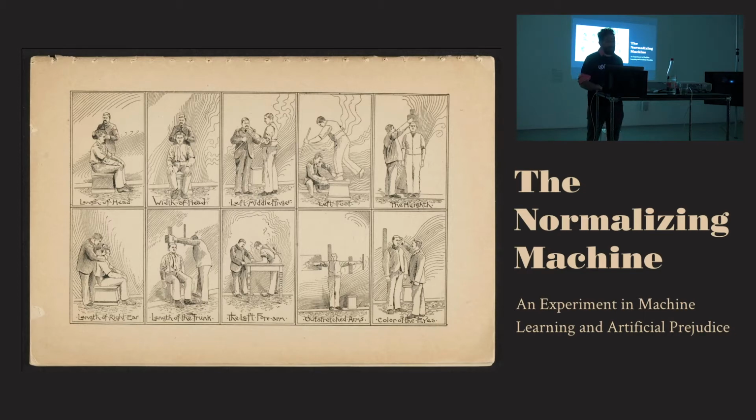I want to talk about the normalizing machine, an art installation that some of you, I believe, already got the chance to explore. It was an attempt by me and my partners to address what exactly is the problem with how machines are looking at us.